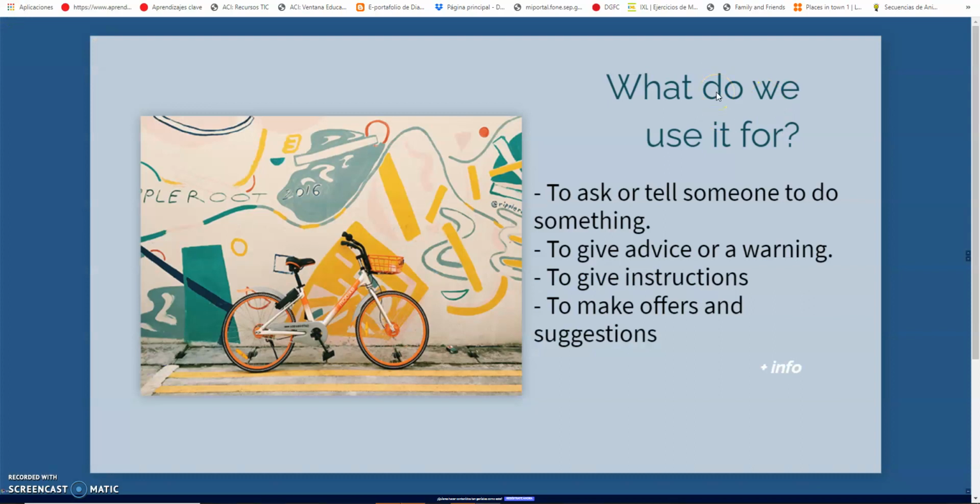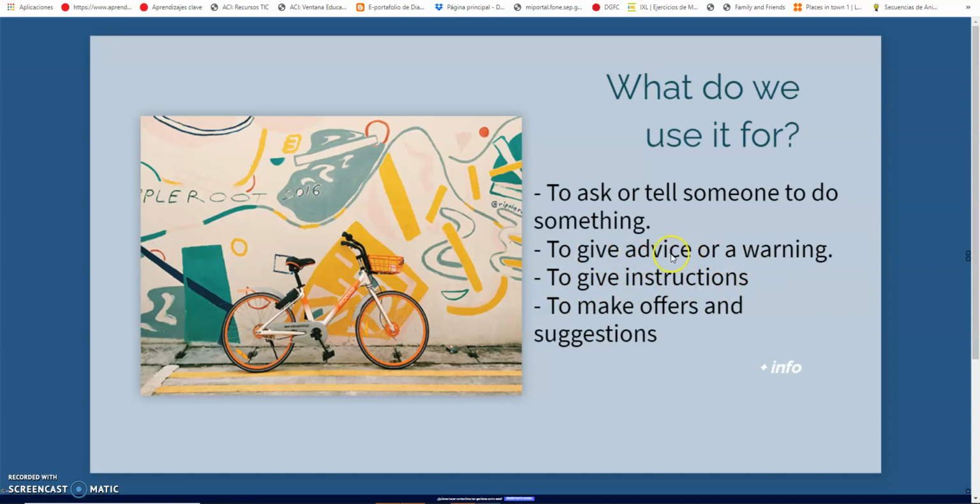What do we use it for? ¿Para qué utilizamos los comandos? We have different reasons why we use them. The first one is to ask or tell someone to do something. Los utilizamos para pedirle o decirle a alguien que haga algo. We can also use them to give advice or a warning. Para dar consejos o darle una advertencia a alguien. We can also use them to give instructions. Lo podemos utilizar para dar instrucciones.